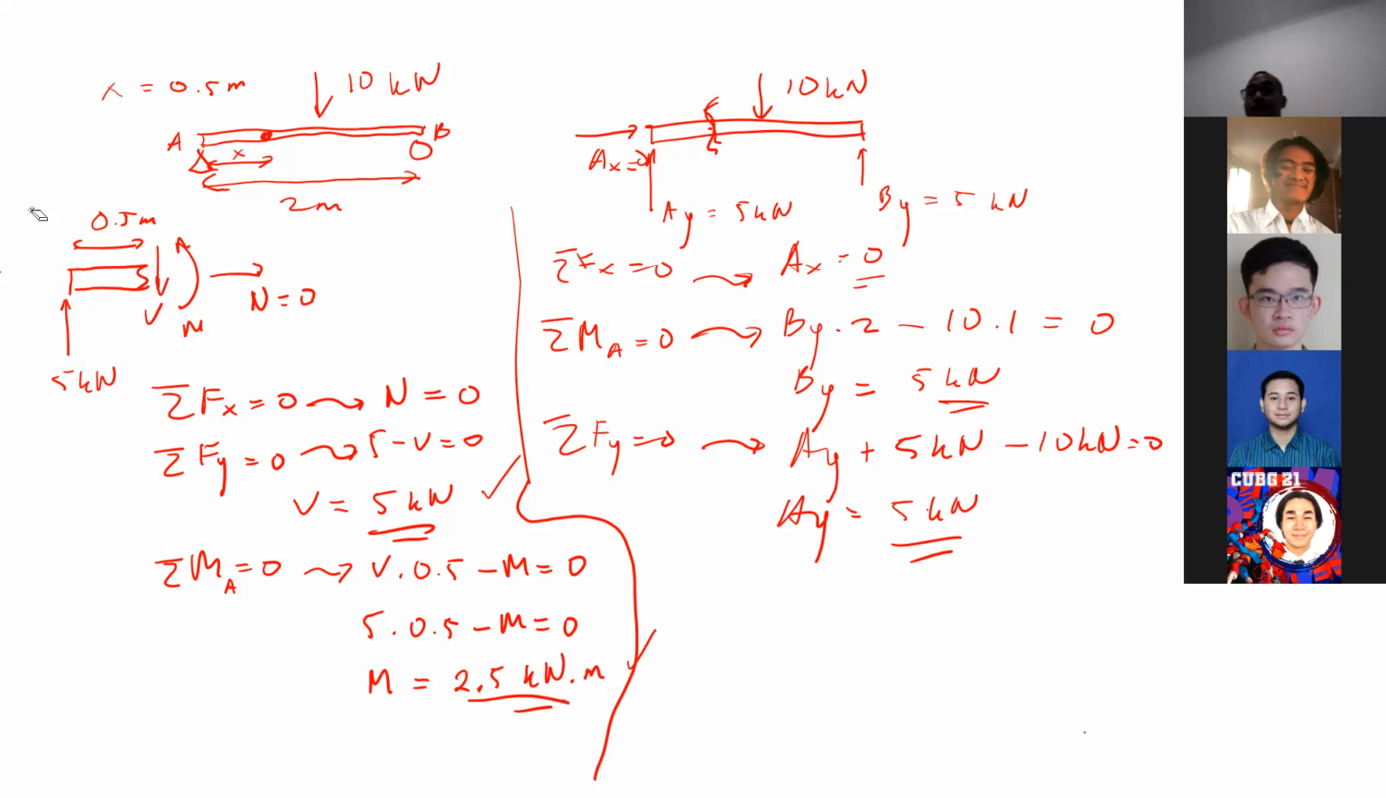Normal force-nya tarik, selalu tarik ke arah kanan, seperti itu. Pakai sigma Fx sama dengan 0, sigma Fy sama dengan 0, sigma momen sama dengan 0, kita bisa mendapatkan ketiga gaya dalam tersebut. Oke. Nah, kalau kita analisis yang potongan kanan juga, hasilnya akan sama saja. Harusnya memang hasilnya akan sama saja.